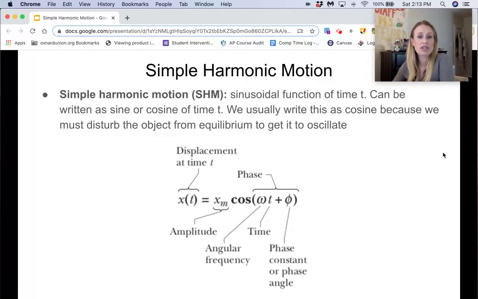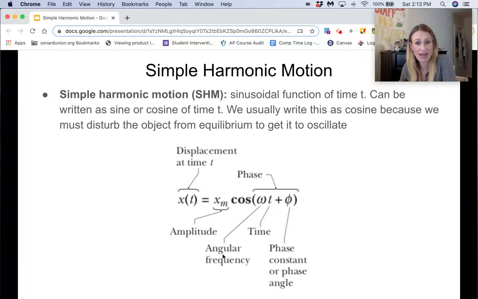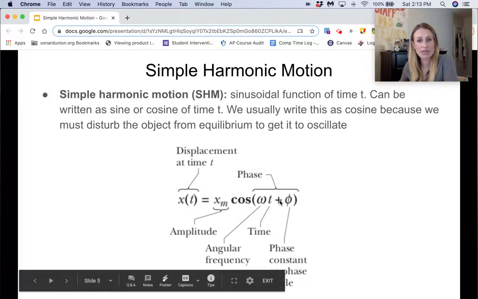So this is our equation for the displacement as a function of time in simple harmonic motion. So we have our displacement as it varies with time, and that's going to be equal to our amplitude times the cosine of the phase. And this phase right here, which is this whole thing in the parentheses, is our angular frequency, omega, which we've learned before. We talked about this in our rotational motion, times the time plus this phase constant.